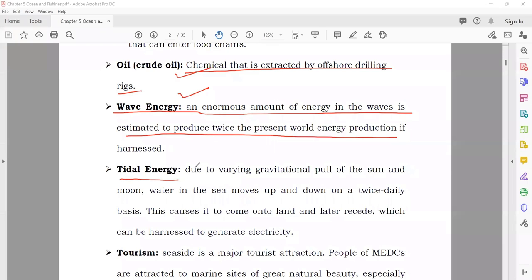Tide energy: when the tides become high at night, you store the water in a dam, and in the day when the tide becomes low, you release the water from the dam back to the sea. Then you put a turbine here. This water moves the turbine and electricity is produced. So that's known as tidal energy. So you can get tidal energy also from the ocean.